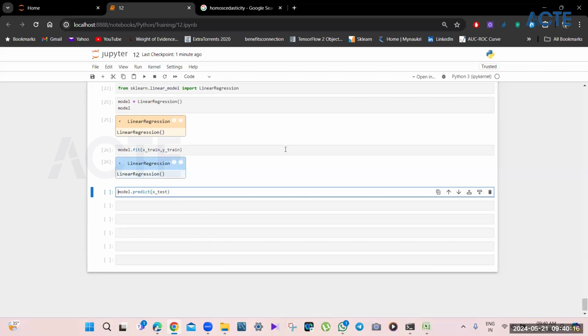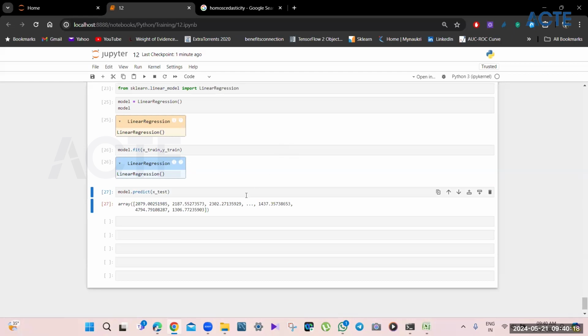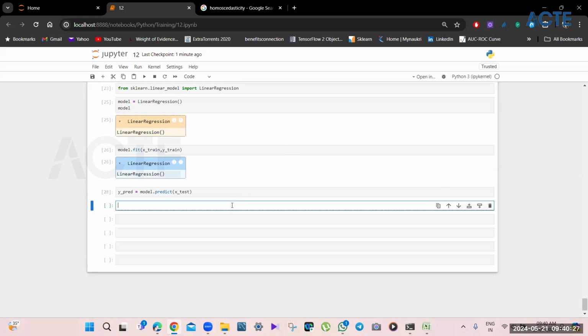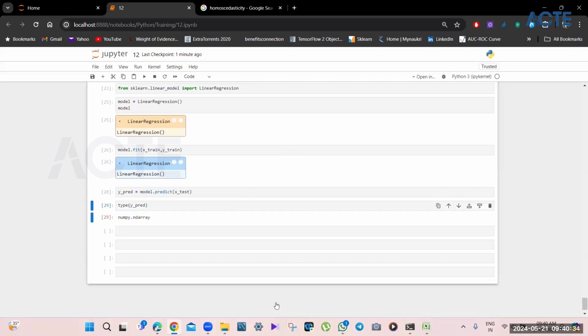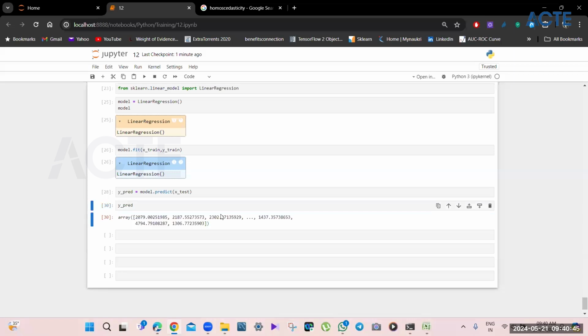So if I run this, it will give me the values, but I want to store it somewhere. So let's store it in y_pred. So it has been stored here. So what is the data type of y_pred? This is a NumPy array, n-dimensional array. Very good. So y_pred is equal to this. Out of all the values, this is what we are getting.